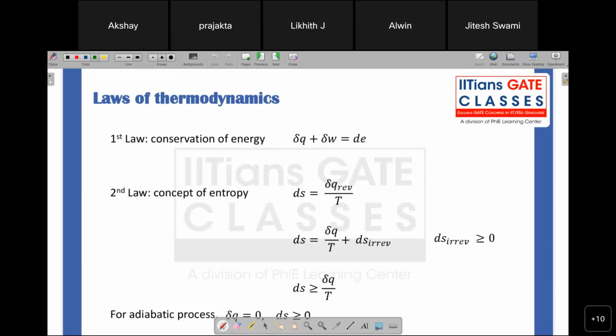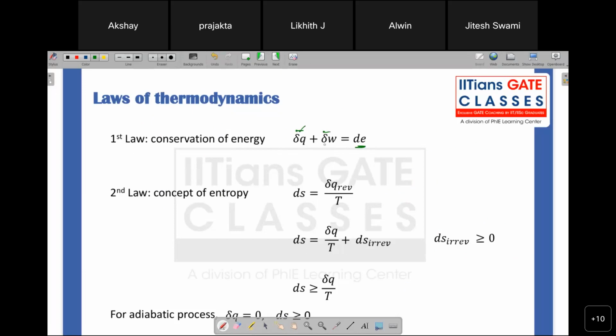We also have laws of thermodynamics. The first law states the conservation of energy. That means the change in internal energy is related to the change in work or change in heat transfer.